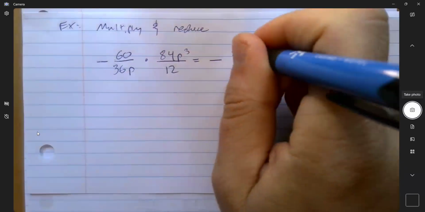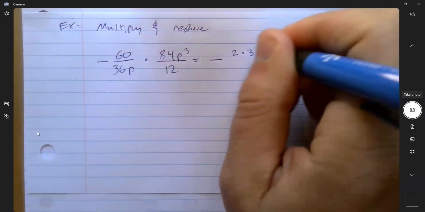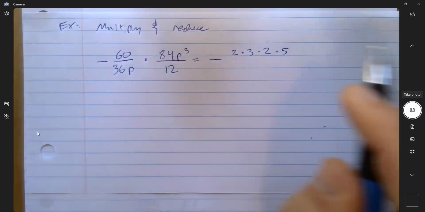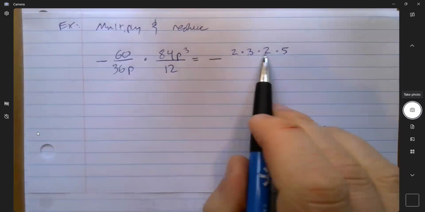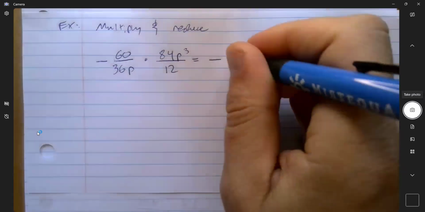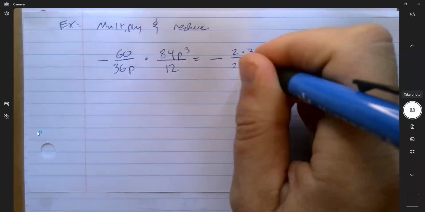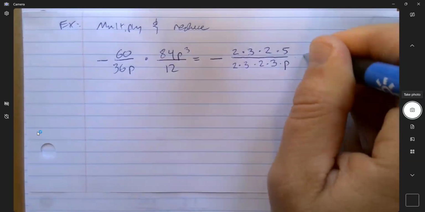Can't forget the negative. 60 is 2 times 3 times 2 times 5. I didn't write it in the order I normally do, but that's still the right multiplication. 2 times 3 is 6. 5 times 2 is 10. 6 times 10 is 60. 36 is 2 times 3 times 2 times 3. And there's also a p.